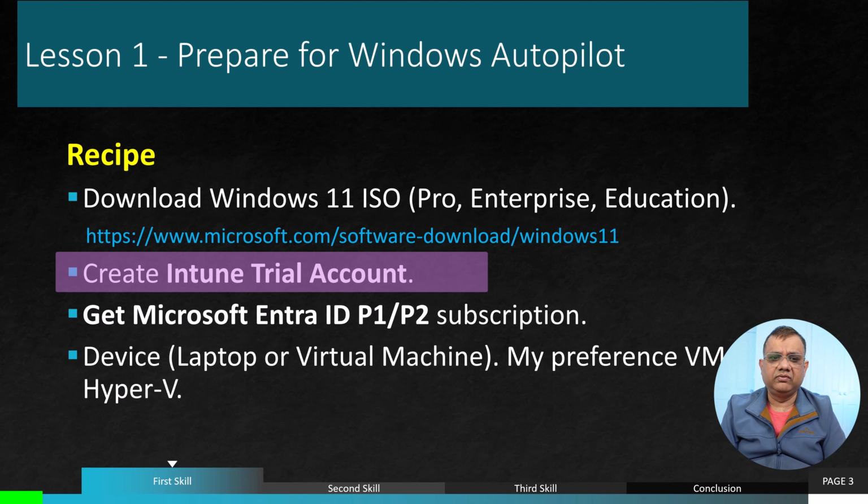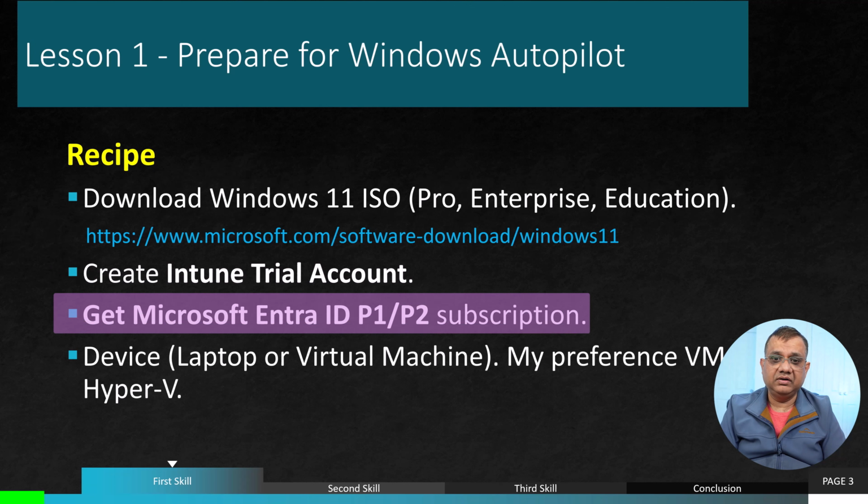For Autopilot to work, you also need to have a Microsoft Entra ID P1 or P2 subscription. So we are going to get that trial subscription also, which is also valid for 30 days. Once we have the Intune trial account and Entra ID P1 or P2, we are good to go with Autopilot. These two things are the very basic requirements for Windows Autopilot.